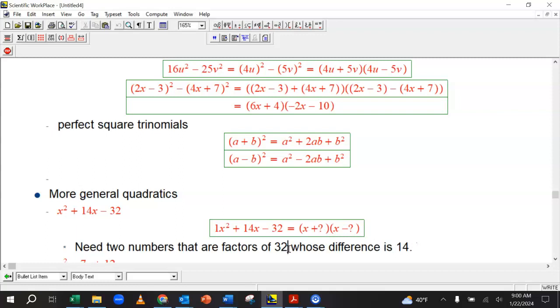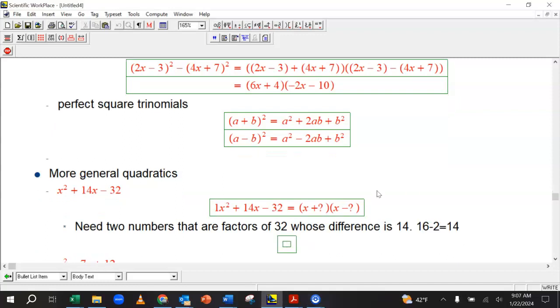Now, 32 is nice because it's a power of 2. The only factors of that are 2, 4, 8, 16, 32. And it's not too hard to see, 16 minus 2 equals 14. So looks like we're good. Let's just copy that. Since we want it to be a plus 14, the one with the plus sign is going to be the 16, and then minus 2.